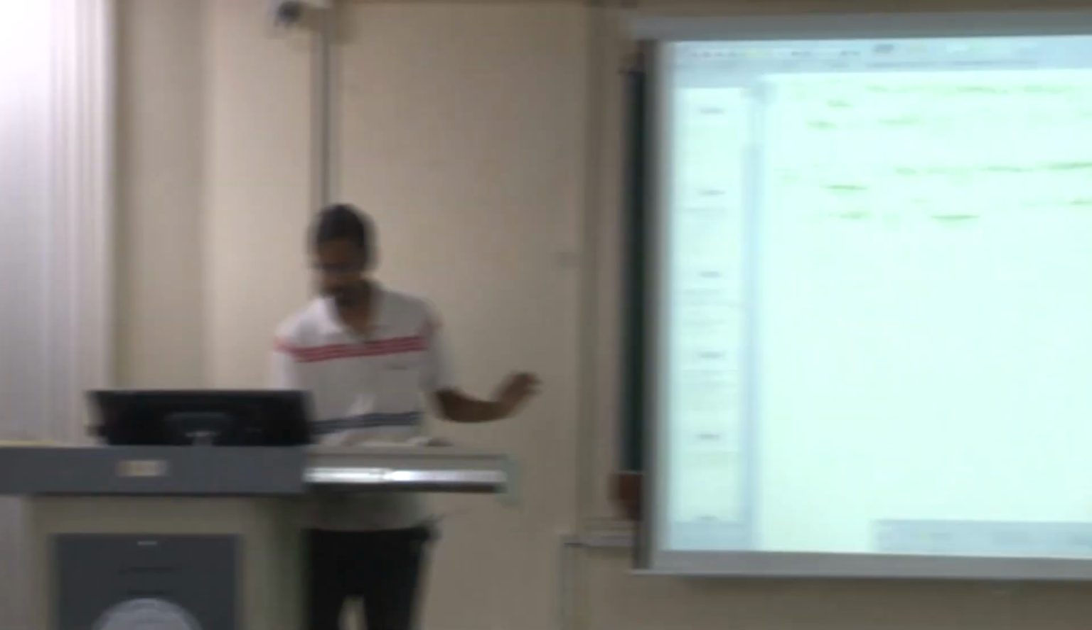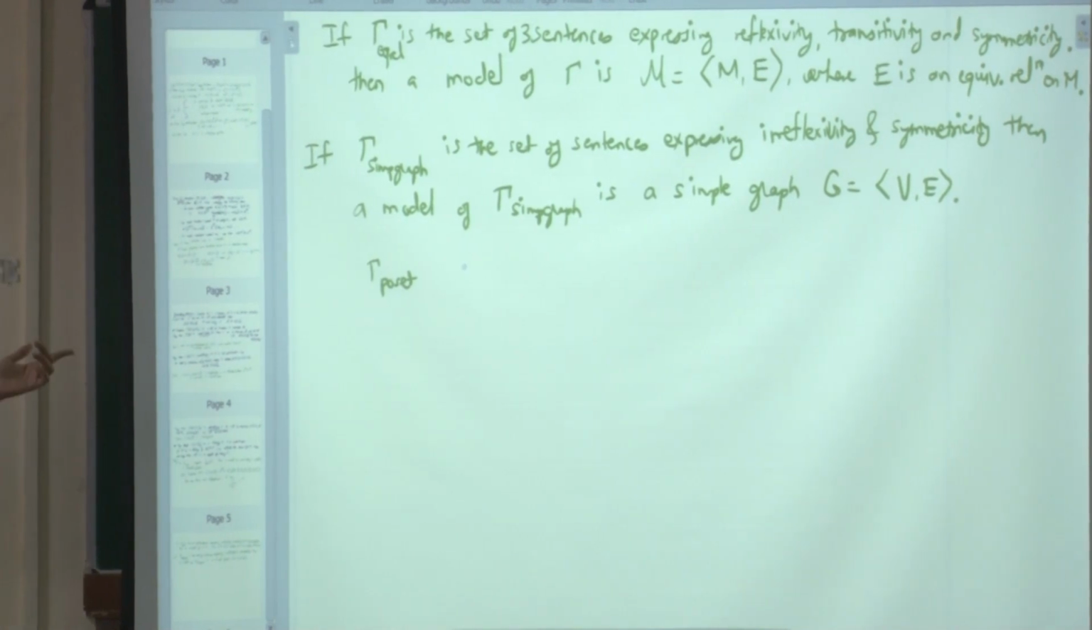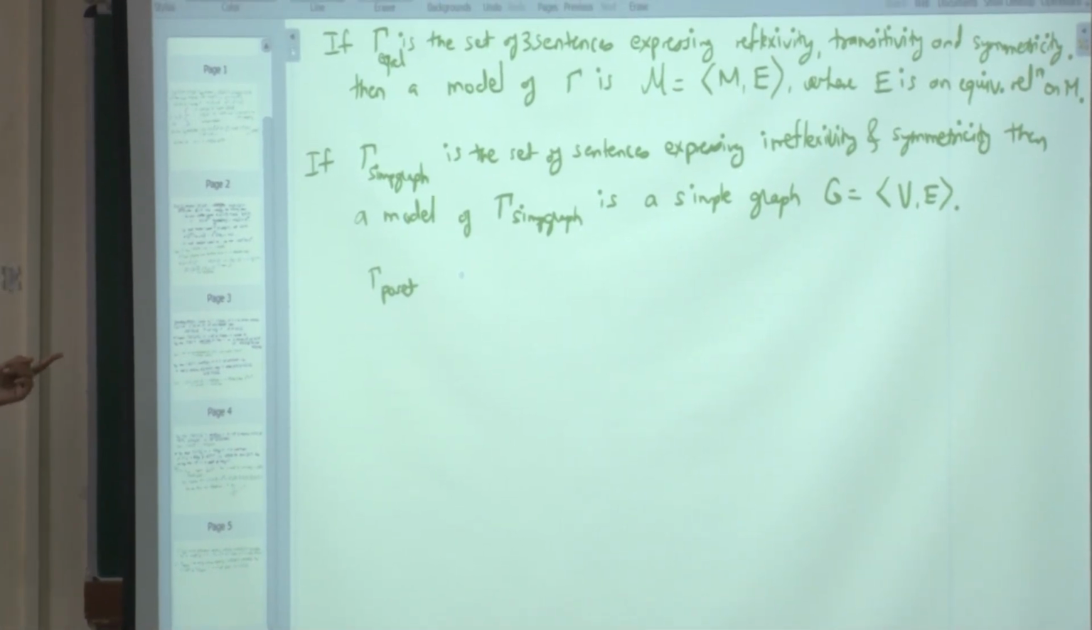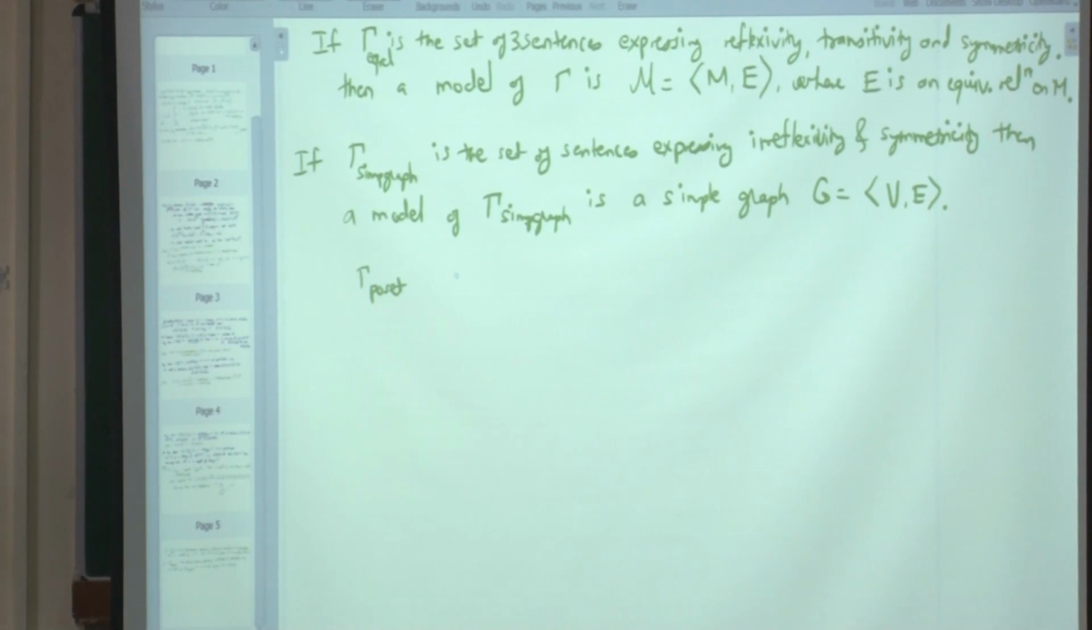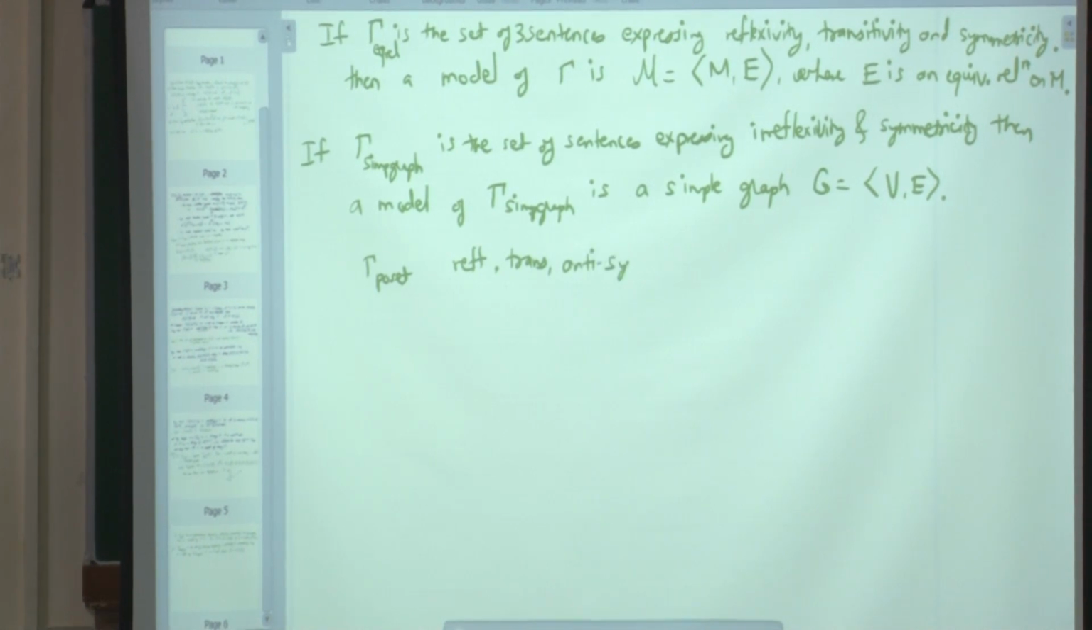I should also write perhaps here, if I tell you gamma poset, can you write down what are the sentences? Yeah, reflexivity, transitivity, and antisymmetry. And the model for that would be a partially ordered set. So this is in language L-ORD.